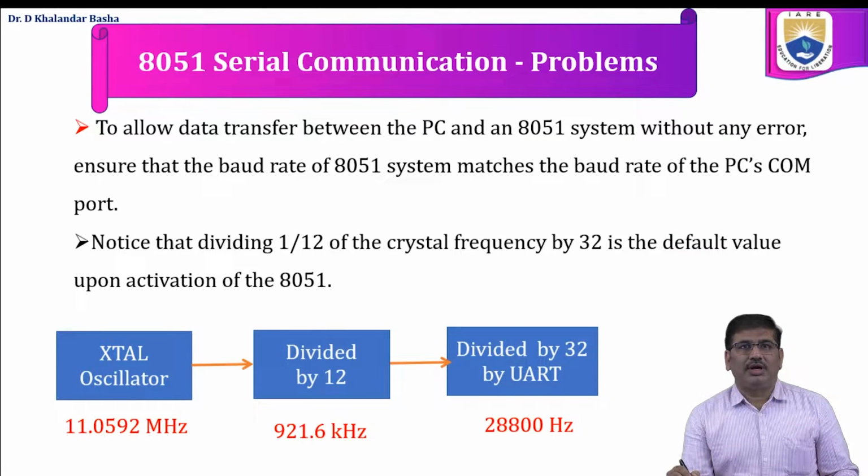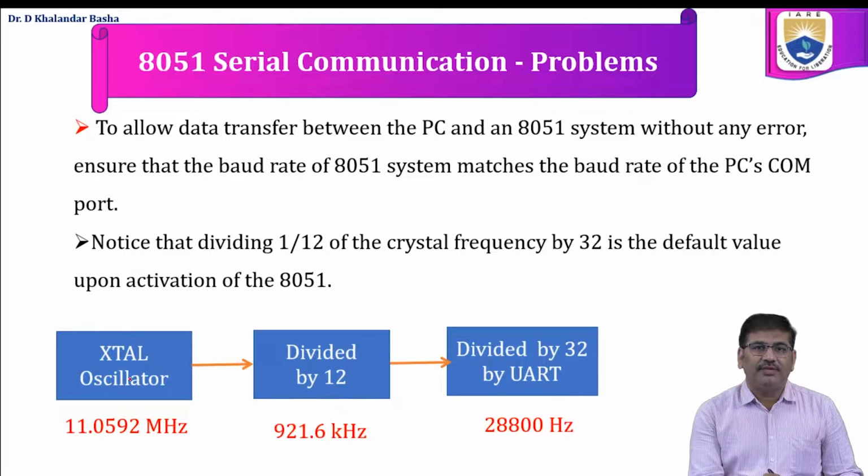In the 8051 microcontroller, for serial communication, that is to allow the data transfer between the PC and the 8051 microcontroller without any error, ensure that the baud rate of the 8051 system matches the baud rate of the personal computer COM port. Notice that dividing the oscillator frequency by 12, then dividing the machine cycle clock frequency by 32, will give us the default value upon activation of the 8051 microcontroller.